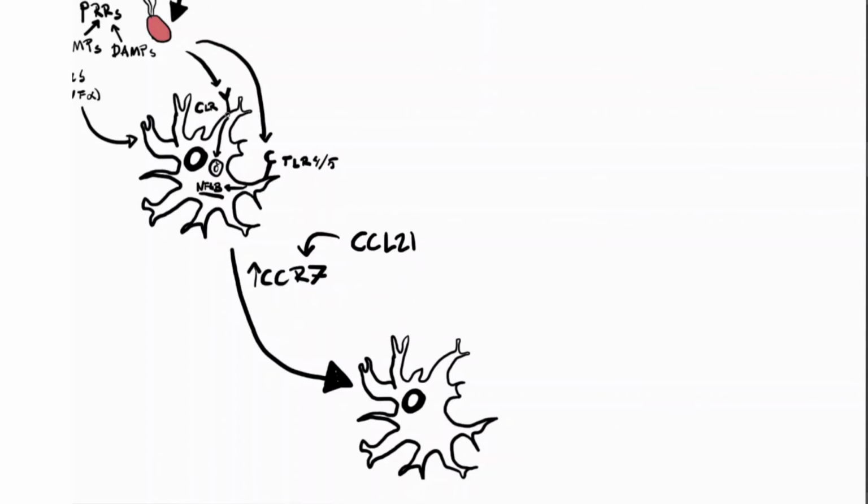CCL21 and all the receptors we talked about before, it will also start to upregulate MHC molecules on its surface, both 1 and 2. And MHC molecules, they function by presenting peptides, both self-peptides and microbial peptides. Class 2 only presents peptides from pathogens.